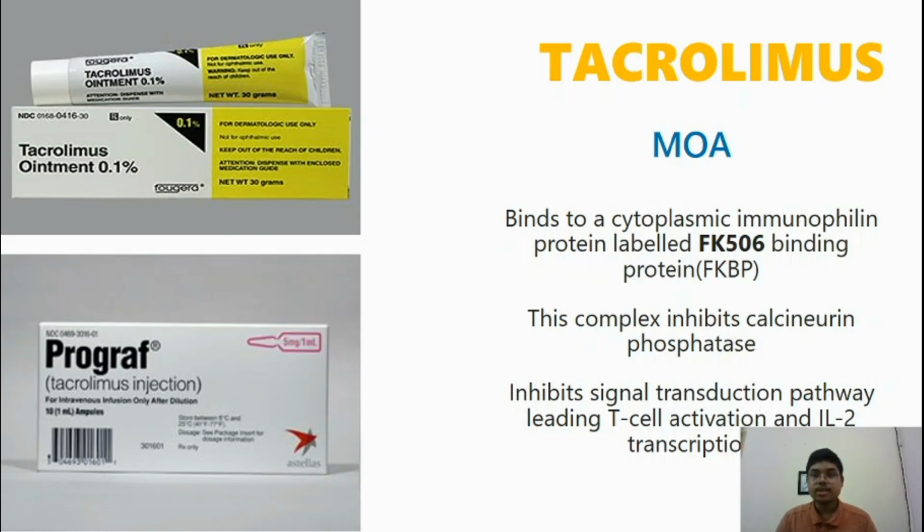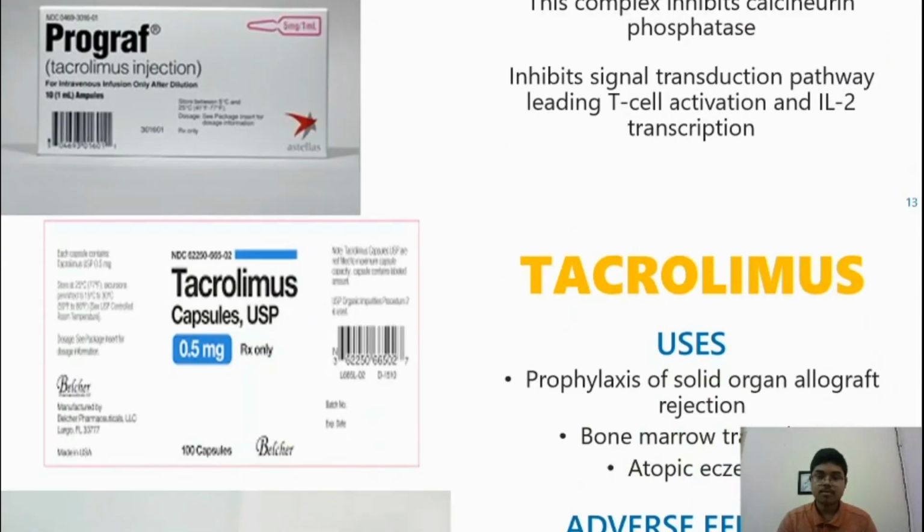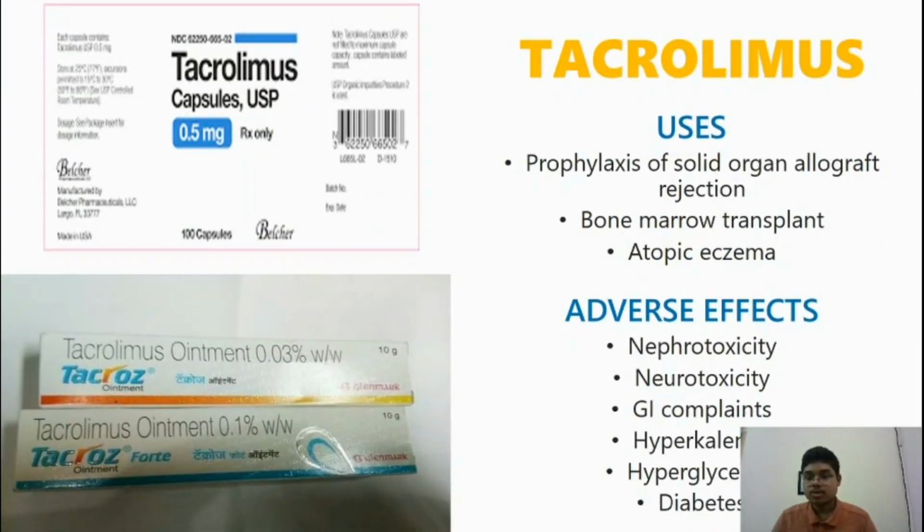This inhibits the signal transduction pathway leading to T cell activation and IL-2 transcription. So we come now to the uses and adverse effects of tacrolimus. The uses: tacrolimus is used in prophylaxis of solid organ allograft rejection, bone marrow transplantation, and atopic eczema. And the adverse effects of tacrolimus are nephrotoxicity, neurotoxicity, GI complaints, hyperkalemia, hyperglycemia, and diabetes.